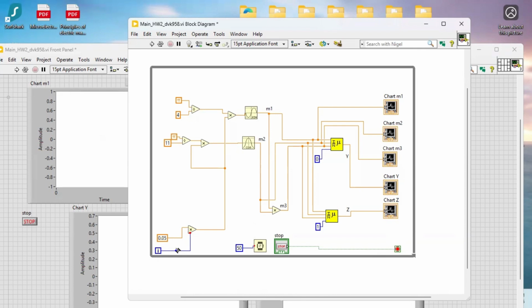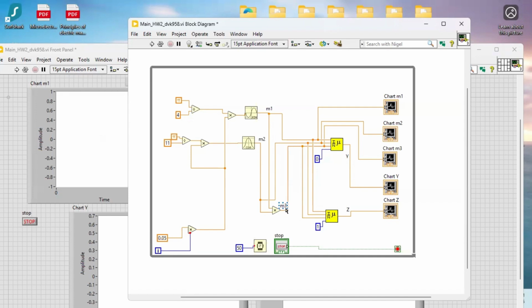Using this time, I generated 3 signals, M1, M2, and M3. M1 is sine of pi t over 4. M2 is cosine of pi t over 11, and M3 is the product of M1 and M2. So M1 and M2 are sinusoidal, and M3 is their product.